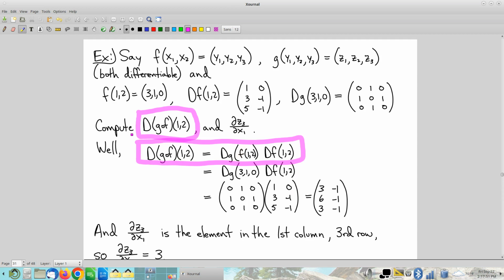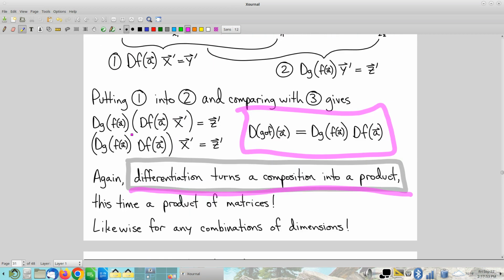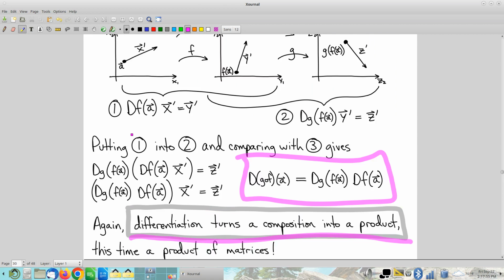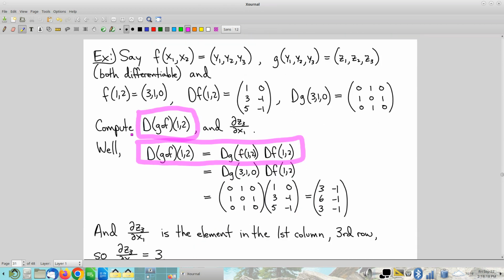That's just copying straight out of the previous page here, right? Derivative of a composition, product of the derivatives. Do be careful to notice in the composition here, the function on the left of the composition is the one whose matrix is on the left in the product. The one on the right in the composition is the one on the right in the product. So again, copying that down, notice I did the same here.